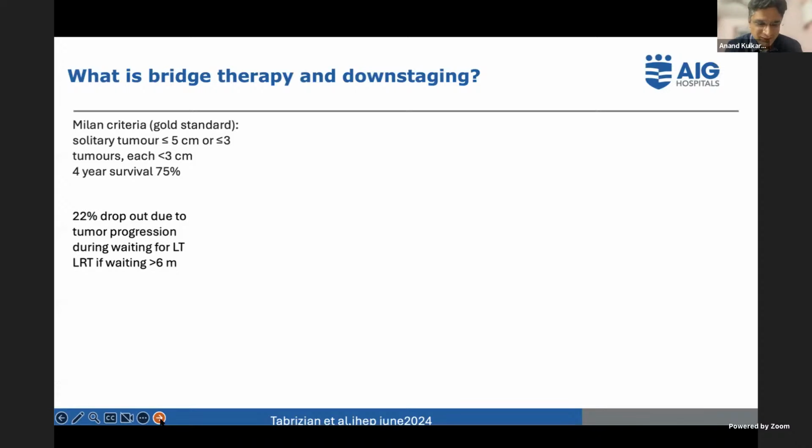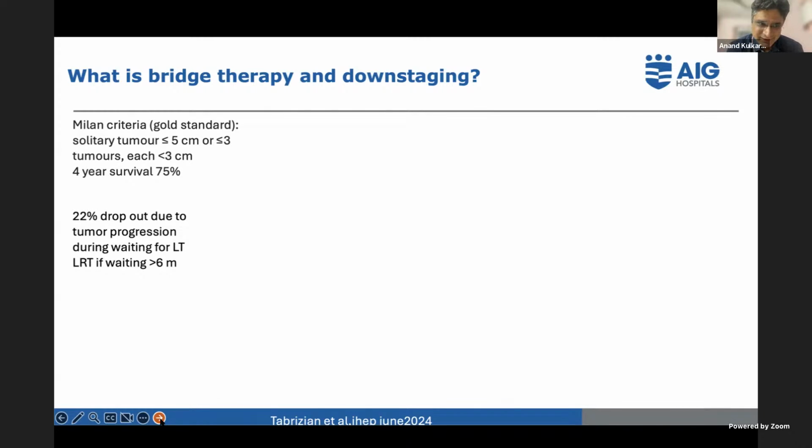So we know there are two things about HCC: something called bridging therapy, and something called downstaging. The curative options are three: resection, ablation, and transplant. In a patient with cirrhosis and HCC, if there is any evidence of decompensation or portal hypertension, the gold standard is liver transplant.